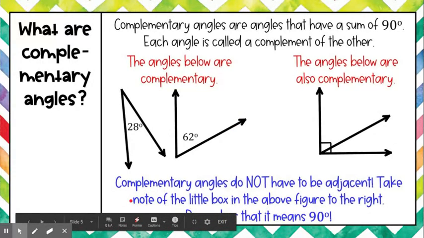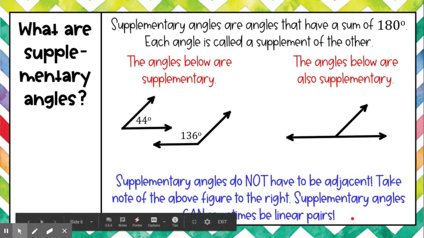Complementary angles do not have to be adjacent. These are not adjacent. They just have to add up to 90 degrees.